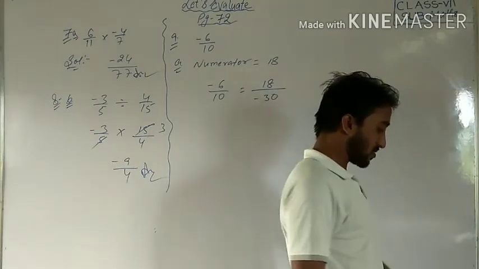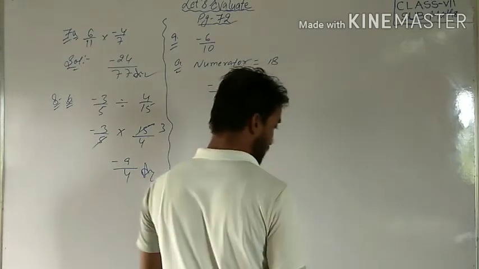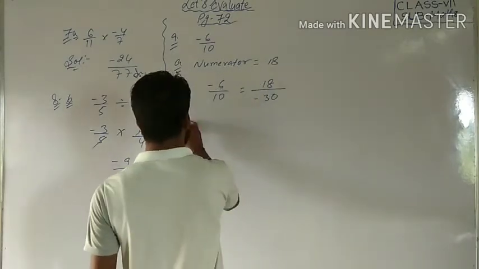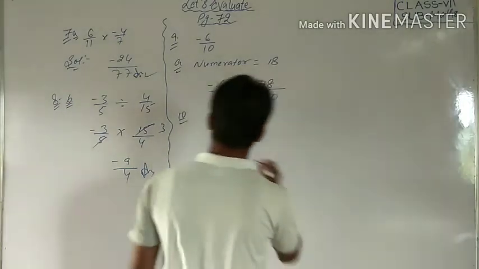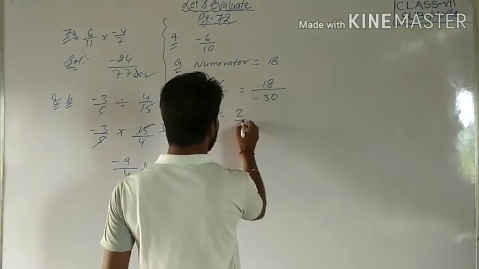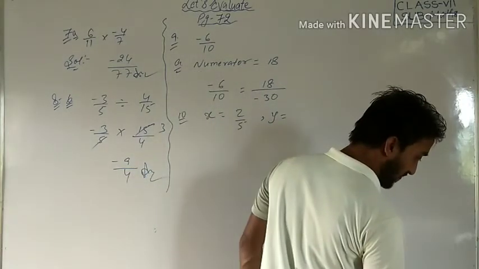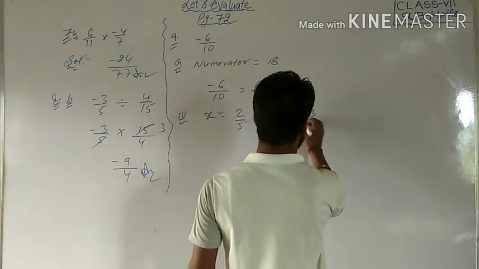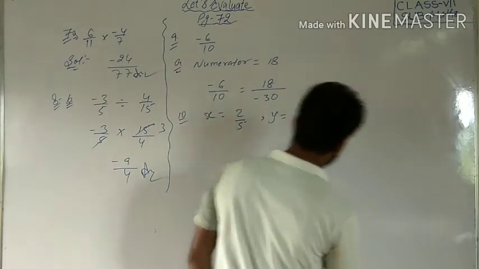Okay. Now I am doing question number 10. So students, please be careful. Question number 10 is given: x is equal to 2/5 and y is equal to minus 3/10. Verify the following. Number first, a.